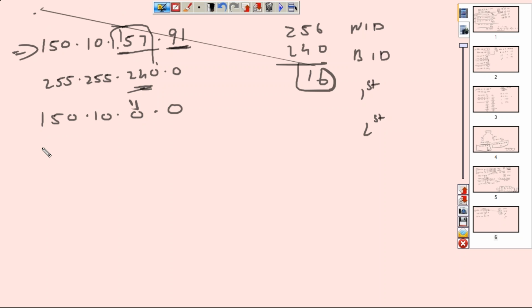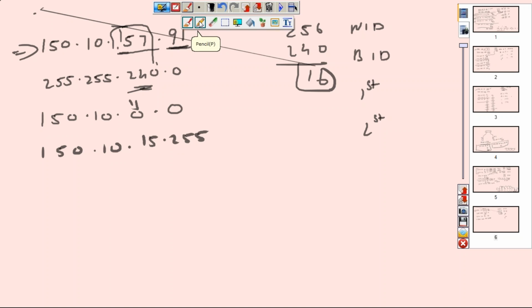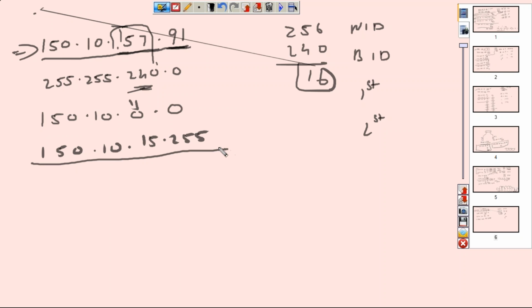So we have 150.10.15.255. Is our IP in there? No, it's not. So let's continue. 16 to 31, still not in there. No. 32 to 63. No, sorry, it's 16, right? So 32 to what? 47, guys?